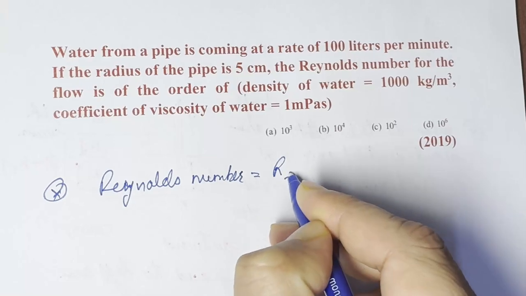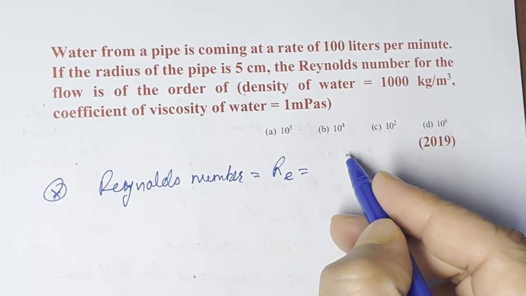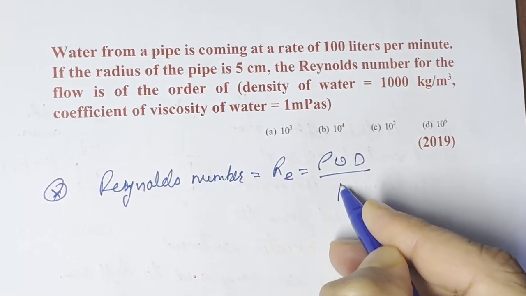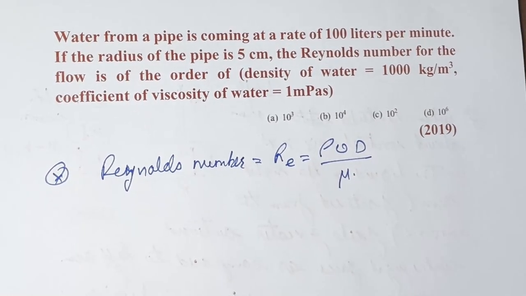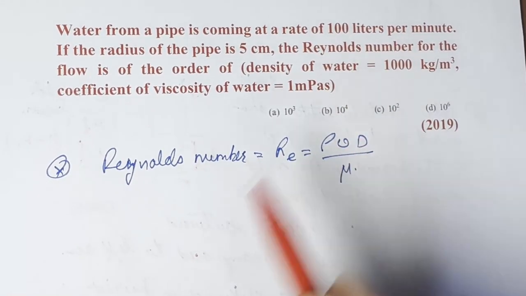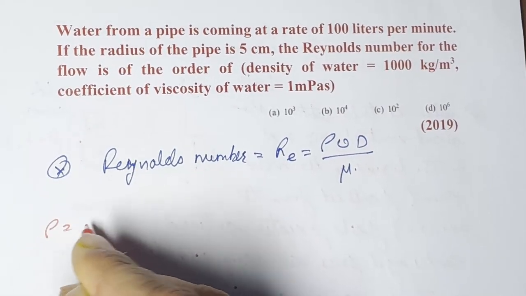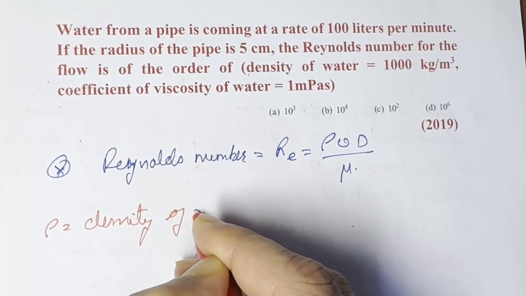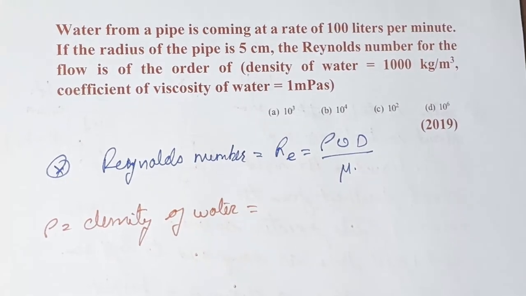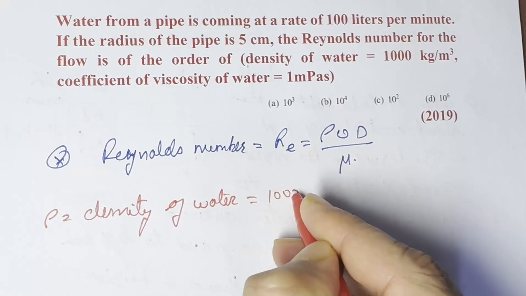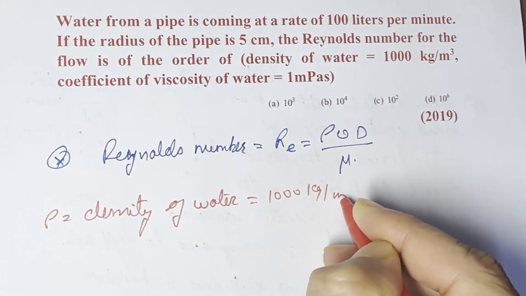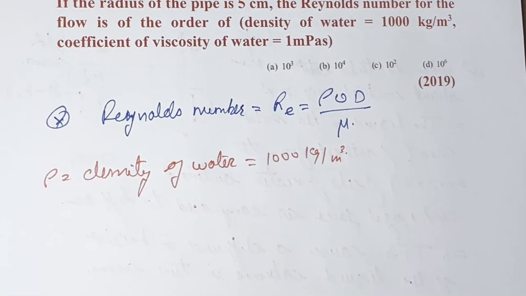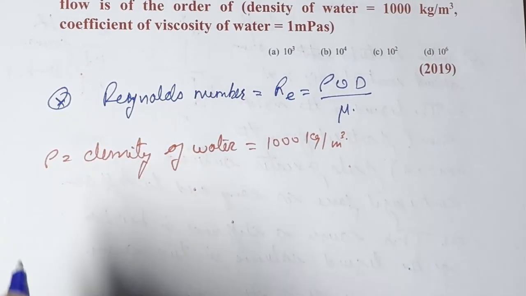is represented, suppose, Re, and that is given as rho V d upon mu, where rho is the density of the liquid, in this case that is water. So rho is the density of water, and that is given as 1000 kg per meter cube. V is the average velocity of the liquid, in this case water.